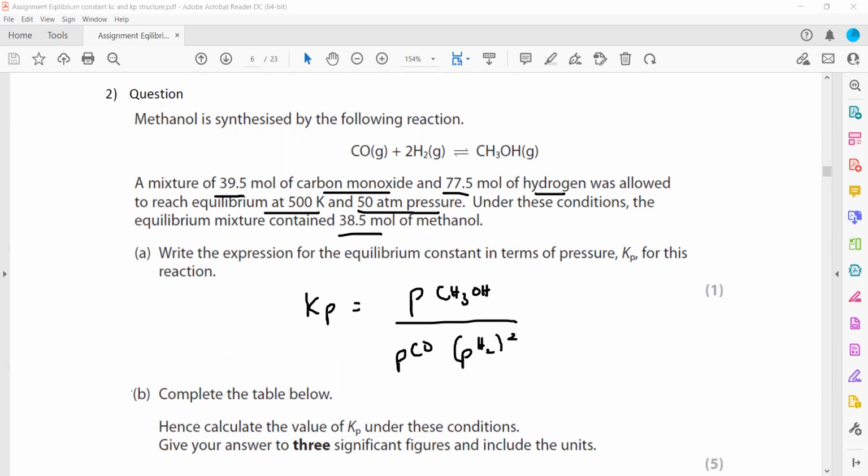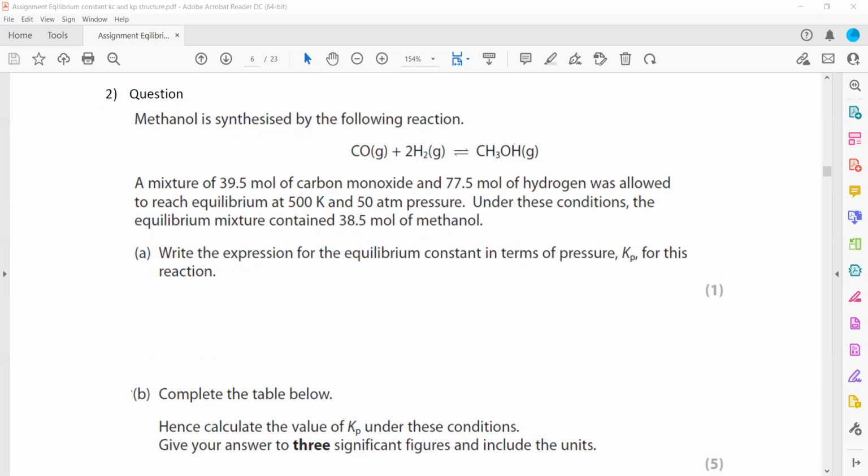If you want to write it, where a superscript is not available, it is Kp equals pressure of methanol divided by the pressure of carbon monoxide multiplied by the pressure of hydrogen squared.